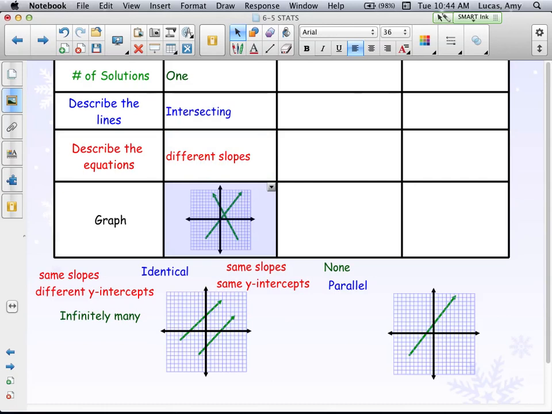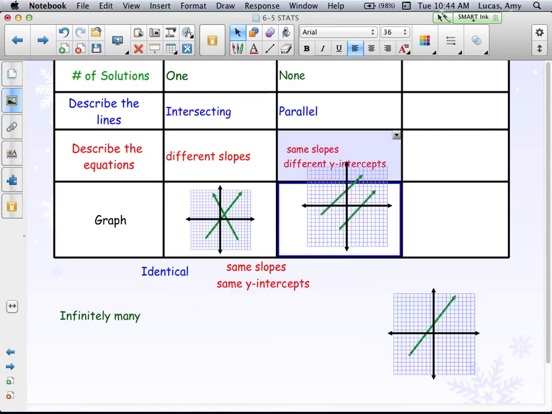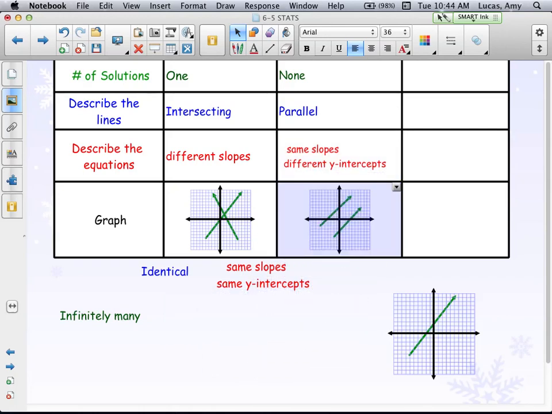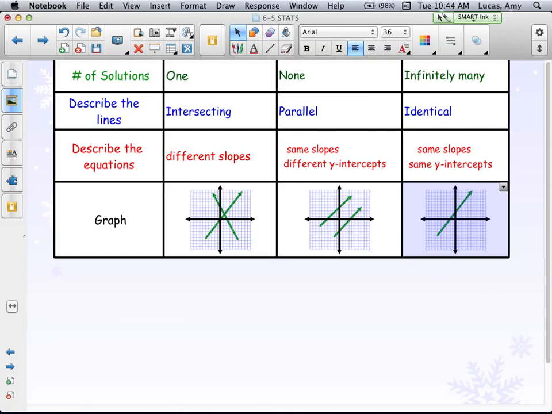The second thing that could happen is there could be no solution. That happens when our lines are parallel. Lines are parallel if they have the same slope but a different y-intercept. And lines are parallel when on a graph they never cross. The last thing that can happen is there can be infinitely many solutions because your 2 lines are actually identical to each other. They have the same slope and same y-intercept. They're actually the exact same line when they're graphed. So these are the 3 different types of situations that we can see.